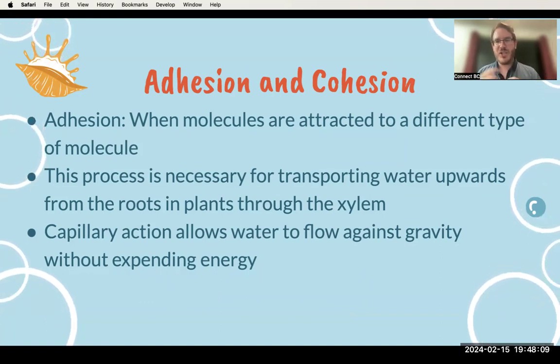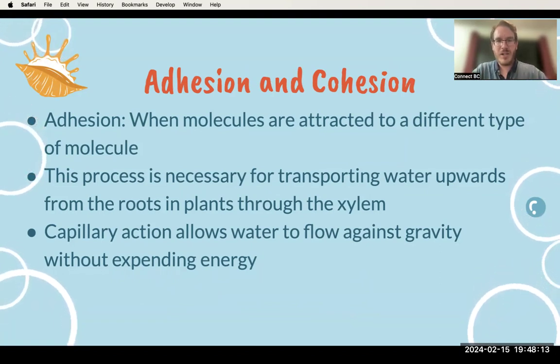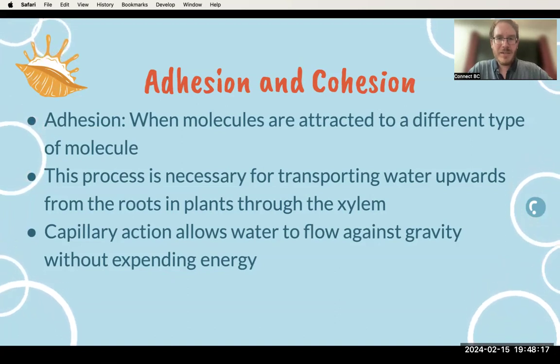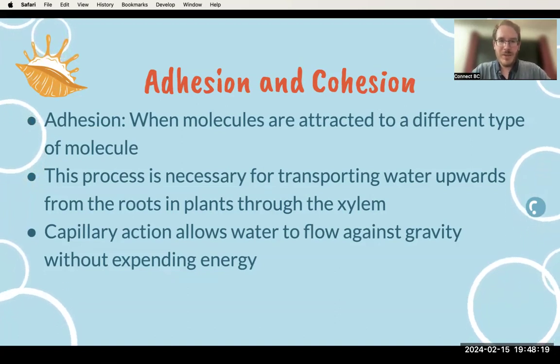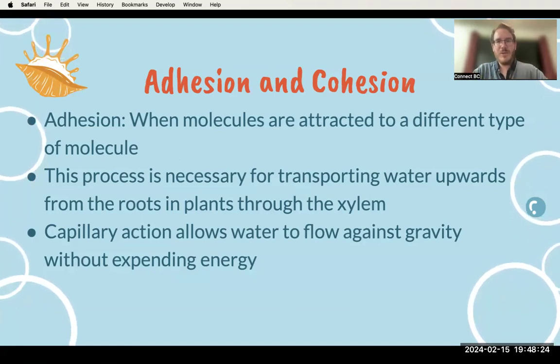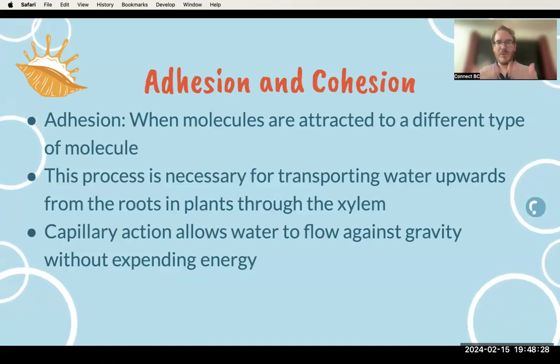And so because this is a charged interaction, the hydrogen bonds, anything that's going to interact with a charge is going to have some sort of interaction with the water. And so this is actually really important for water movement inside plants. And so this adhesion and cohesion effect, they cause a little chain reaction, if you will, and it can actually transport water upwards through the plant.